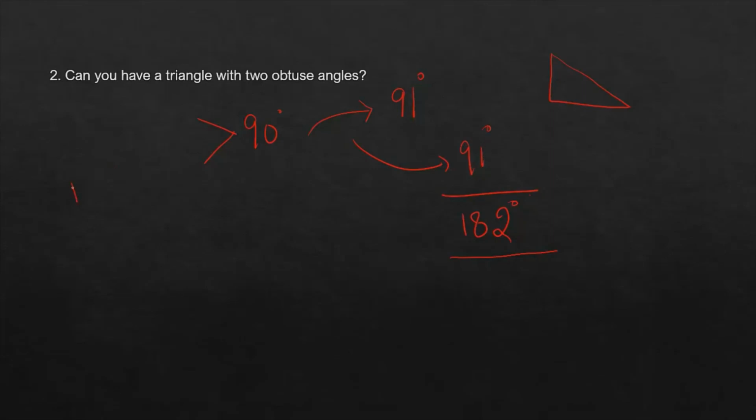Okay, so the answer is no. We cannot have two obtuse angles in one triangle. Why? Because the sum cannot exceed 180 degrees. The sum of three interior angles of a triangle cannot exceed 180 degrees. And if we make two obtuse angles, then the sum of two angles only exceeds 180 degrees, which is not possible in a triangle.